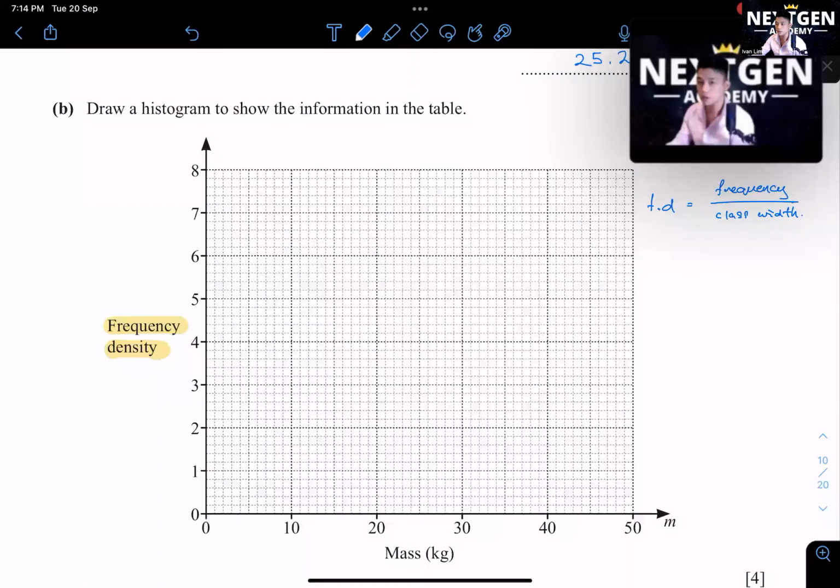Another way to calculate it: take the total minus those less than 10 kg. So the number of children greater than 10 kg is 150 minus 12, which equals 138. Therefore, the percentage will be 138 over 150 times 100%. Easy peasy. 92%.